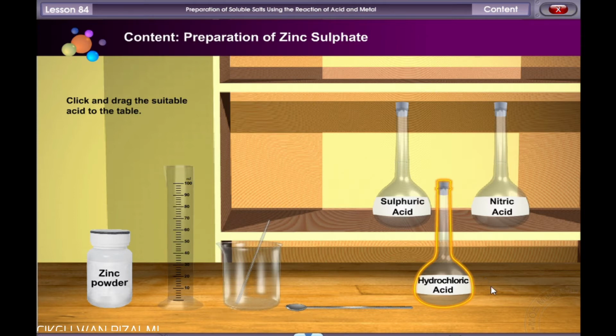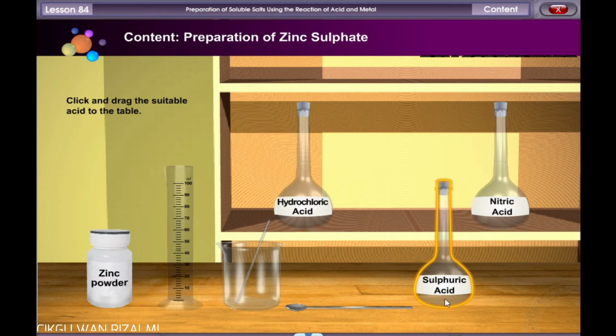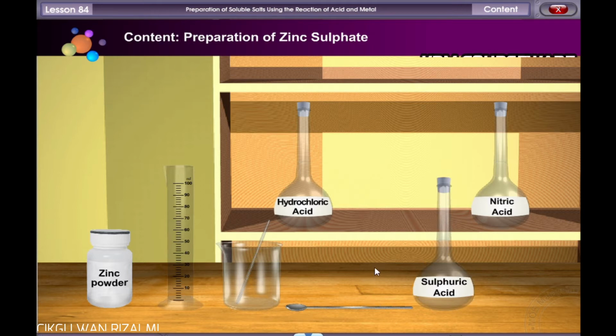Incorrect. Try again. Yes, you are right. We need zinc and dilute sulfuric acid to prepare zinc sulfate.